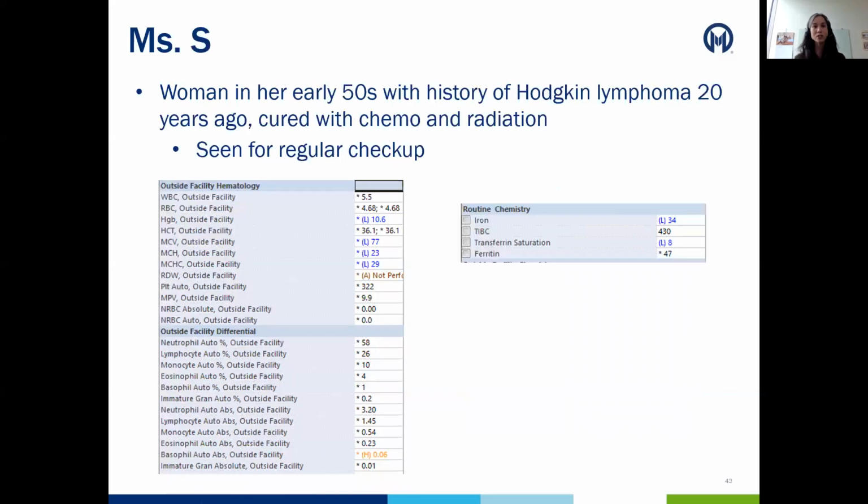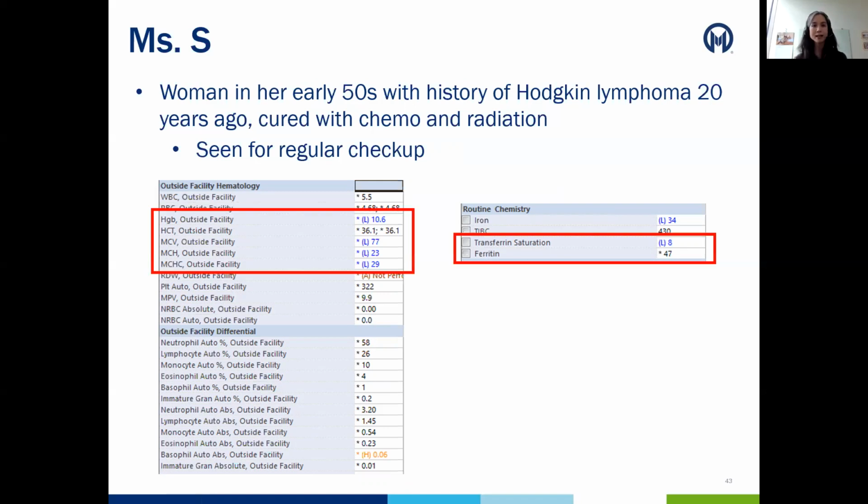Ms. S. is a woman in her early 50s. She had a remote history of Hodgkin lymphoma 20 years ago that was very much cured with chemo and radiation at that time. She was seen for a regular checkup just as part of her survivorship screening, and she had screening labs done that ended up finding an anemia, with a hemoglobin of 10.6.